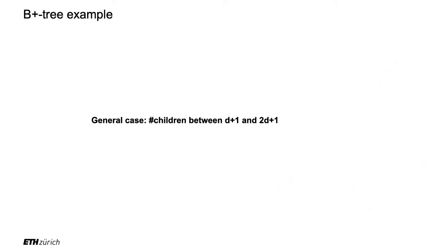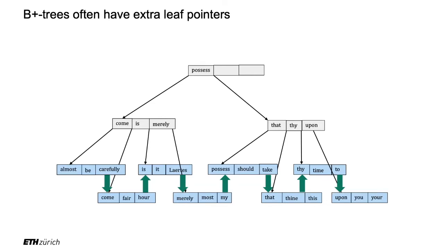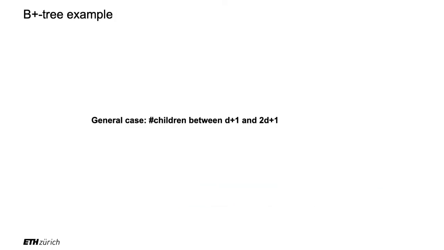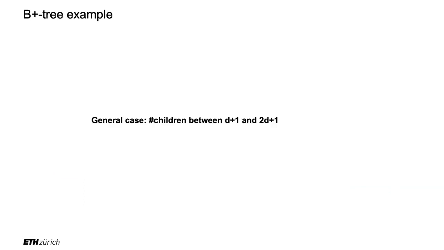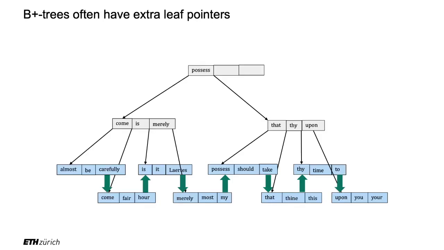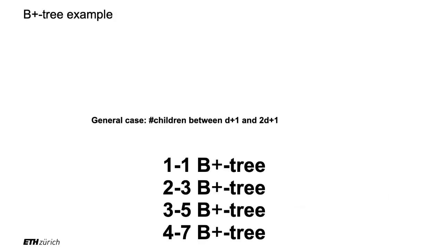Of course, for the purpose of the slides, I'm picking small values, right? So here, for example, for D equals 2, it's between 3 and 5. But this is because it's easier to draw the slides. In practice, D is going to be much greater than that. It's going to be more like 100 or 1,000, so you would have between 1,001 and 2,001 children at every node. The very small numbers are examples. So 1, 1 is for D equals 0, 2, 3 for D equals 1, 3, 5 is for D equals 2, 4, 7 for D equals 3, and so on.